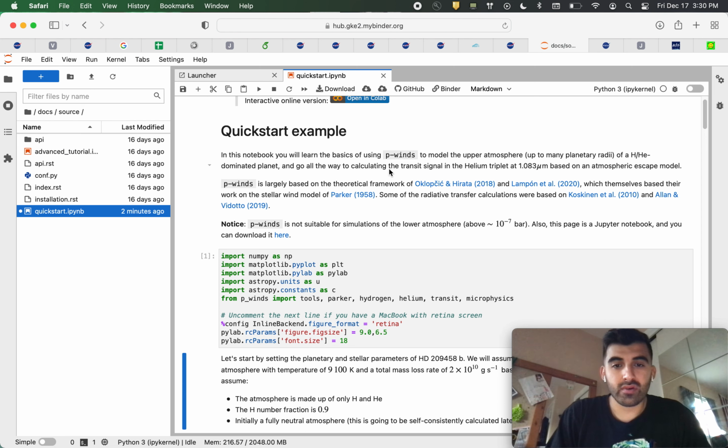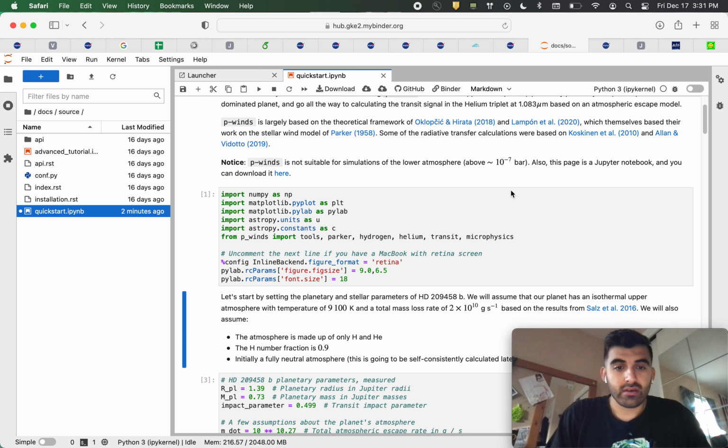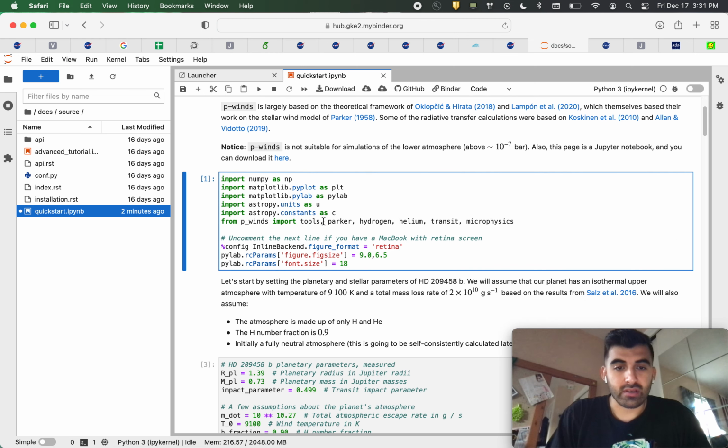So in this example, we are going to learn the basics of using p-winds to model the upper atmosphere of some planet. And there is a couple caveats. This planet needs to have a hydrogen-helium dominated atmosphere, and it cannot have a lower atmosphere above 10 to the negative 7 bars. So the first thing we're going to do is load in all of these modules.